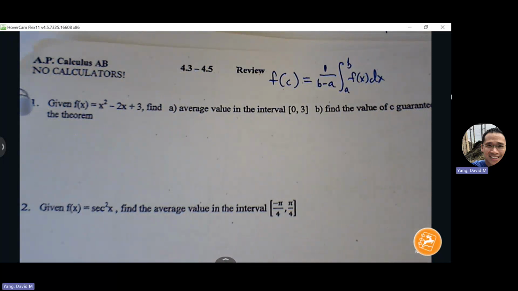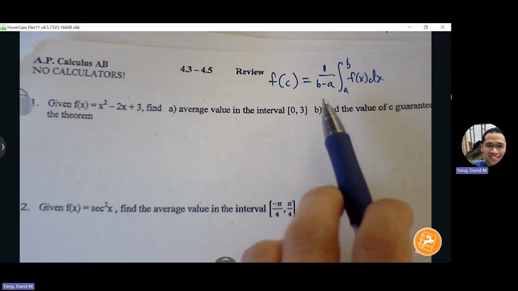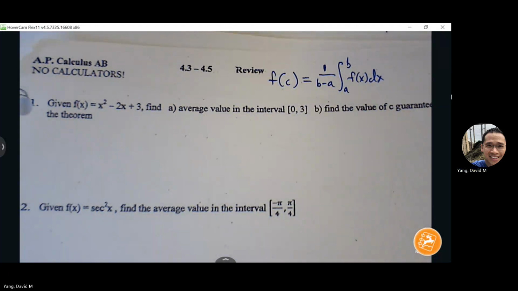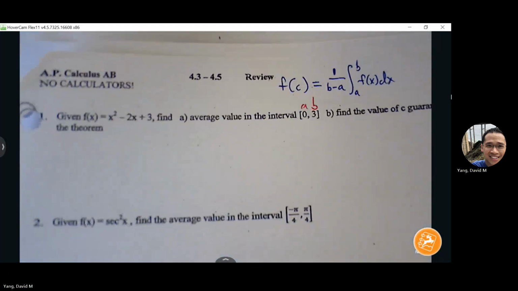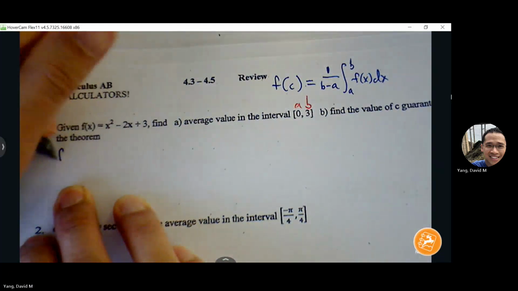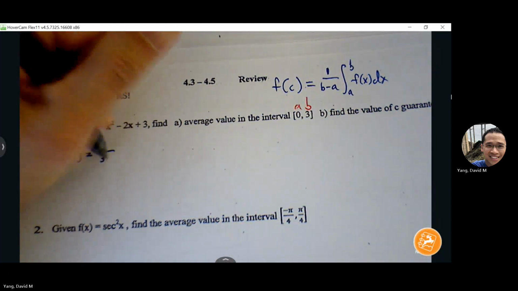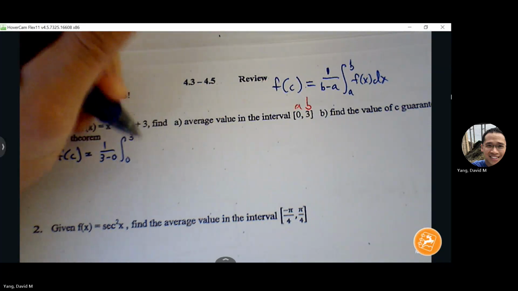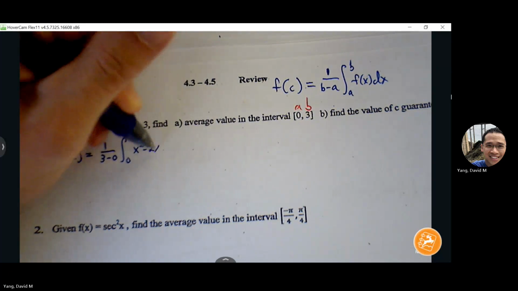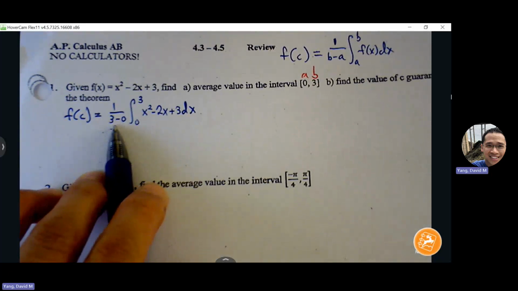Okay, so given our function, find the average value on the interval from 0 to 3. So our function x squared minus 2x plus 3 will get inserted into f of x. What's our a and b value? Yeah, 0 and 3. So we just put everything into the formula, right? Okay, so this is basically 1/3.